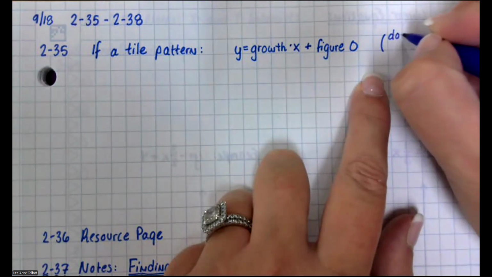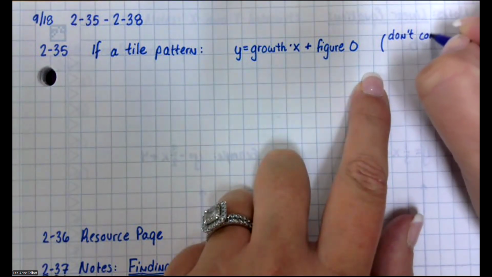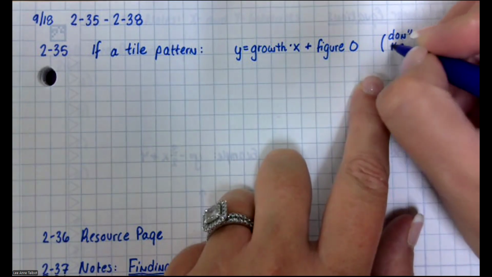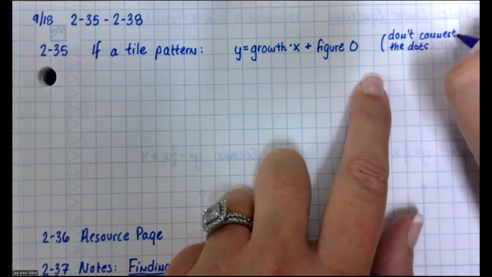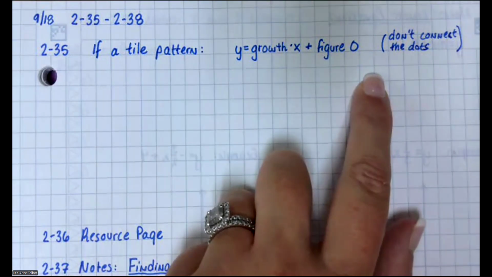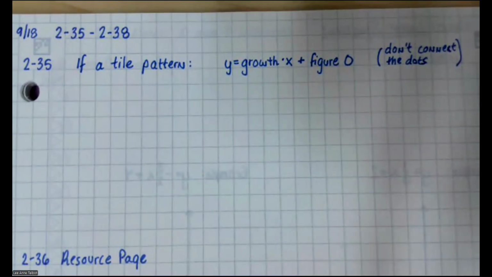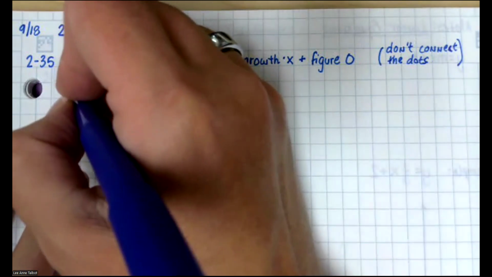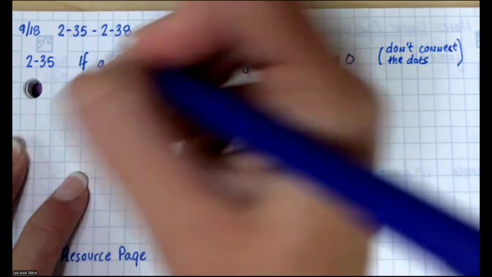And I have told you, don't connect the dots. The reason we don't connect the dots is because you can't have half of a figure number. And that's kind of where we were at for chapter 1 and the first part of chapter 2. And now this is where we're going. So we're taking our tile patterns and we're making them functions.